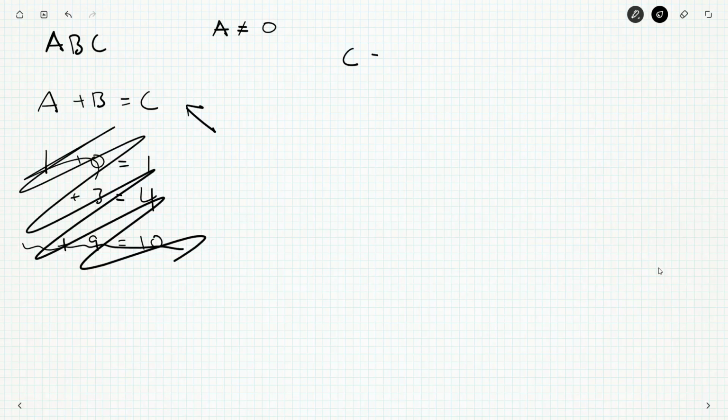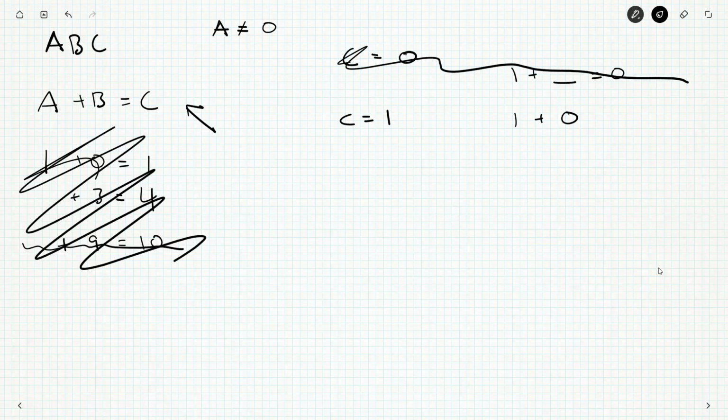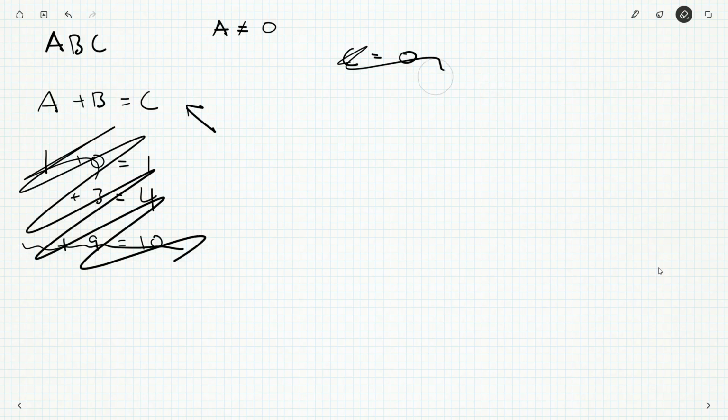What if C were 0? Well, A has to be at least 1, so you're going to get 1 plus something is 0? No, that can't happen. What if C were 1? A has to be at least 1. Okay, and then 1 plus, well, what B values could I have? 1 plus 0 is 1. Could A be something larger? And as I do this, I'm actually now realizing it would probably be easier to count down from 9. So instead, I'm going to start this way.